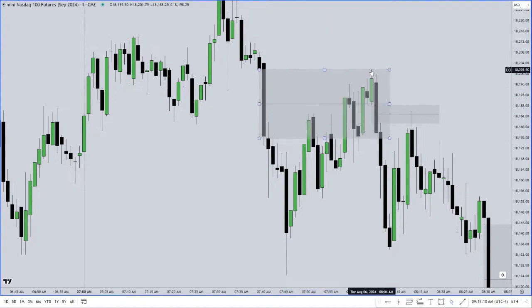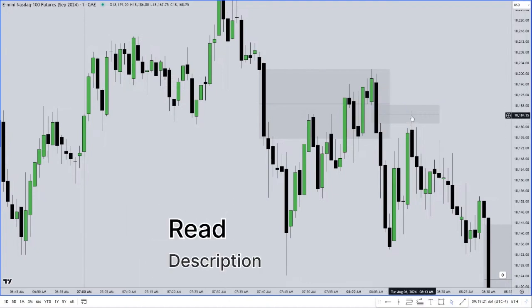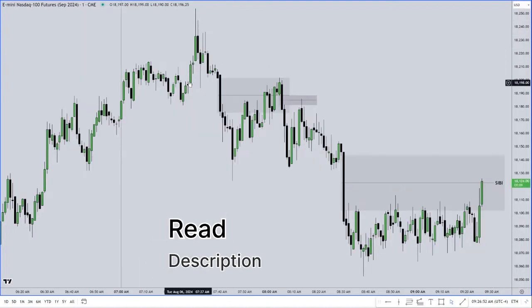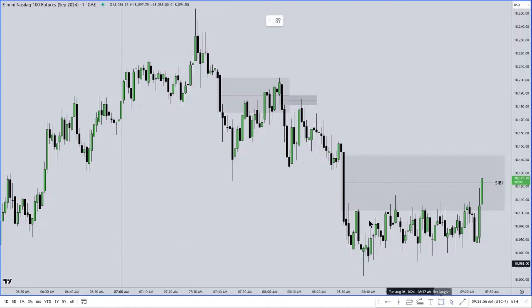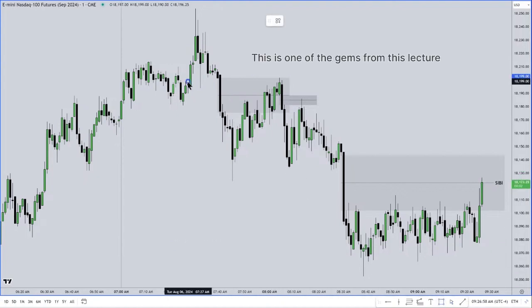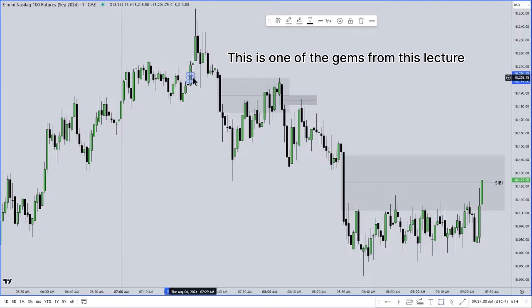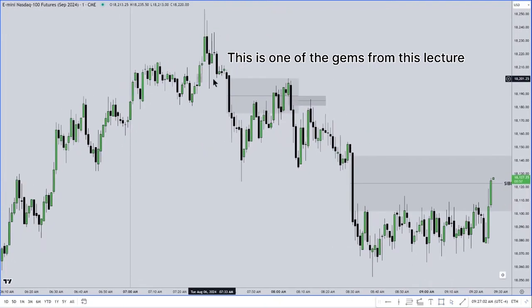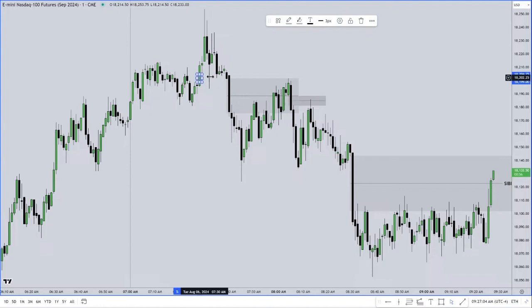Price reached the upper boundary of the inefficiency, dropped, and formed a new inefficiency. Subsequently, price revisited this new inefficiency, respected its consequent encroachment, and declined further. This is very important, guys. This should go in your notebooks. This specific scenario involves a buy-side imbalance and a sell-side inefficiency, which, according to ICT, often signifies potential reversal patterns. This concept is referred to as inversion fair value gap.